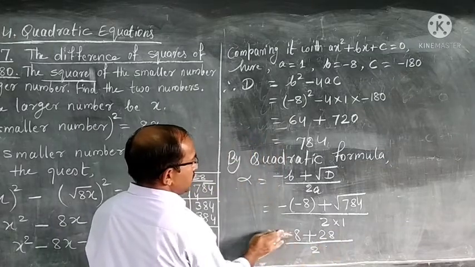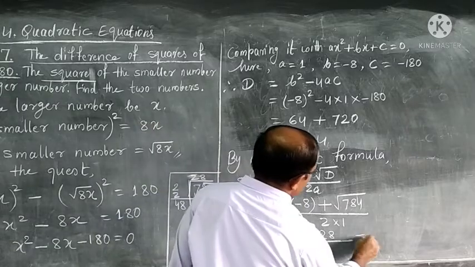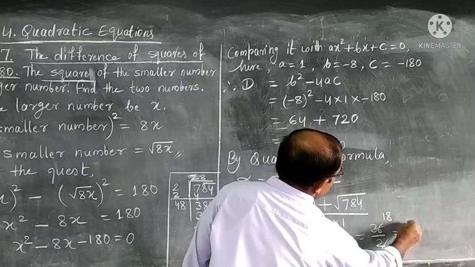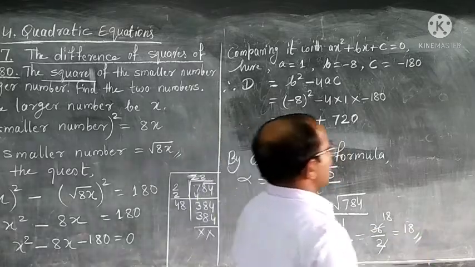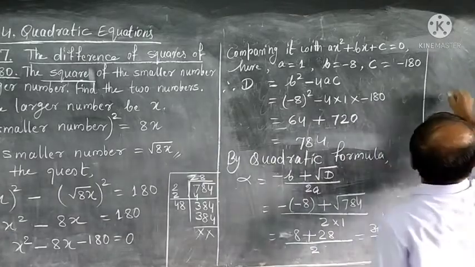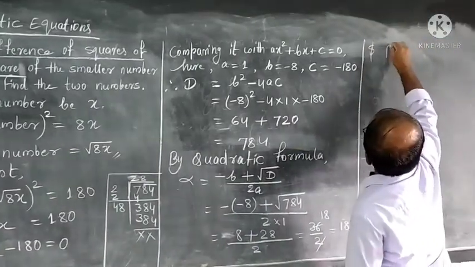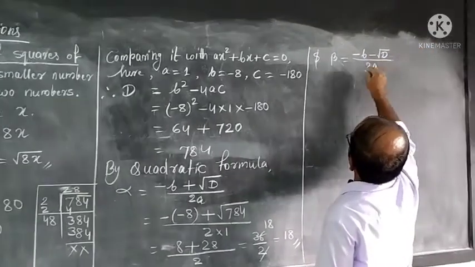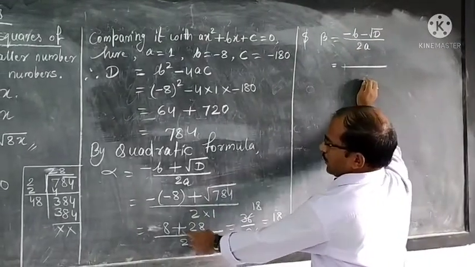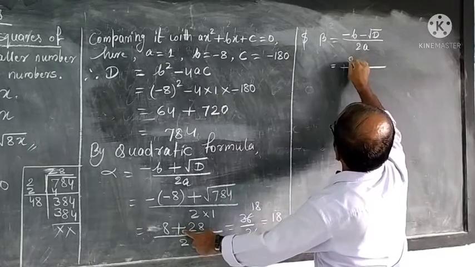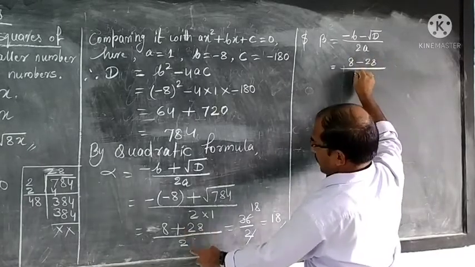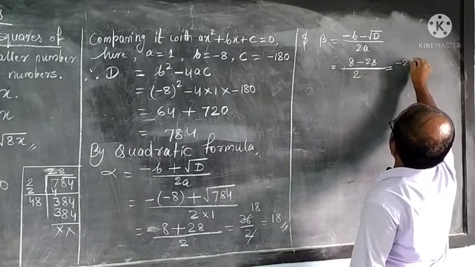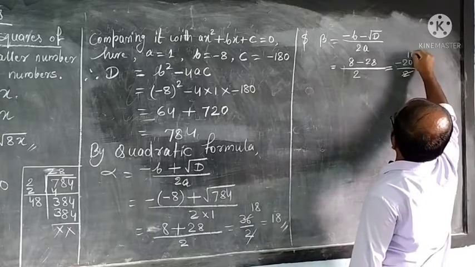It is plus, not minus, minus minus it will become plus. So, 28 plus 8, 36 by 2 we get 18. So, the first root is 18. Let us see the second root, beta, and beta will be minus b minus root d by 2a. So, we will write the formula and in the step where we used plus, we will use minus. 8 minus root 784, 8 minus 28, not root 28, sorry. So, minus 20 by 2, we will get here minus 10.